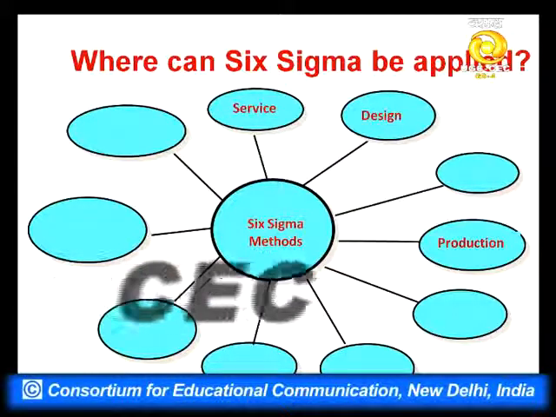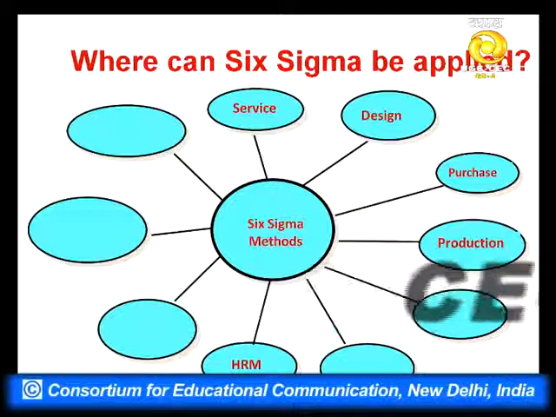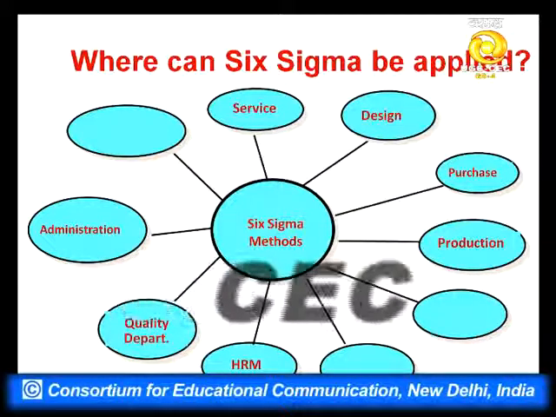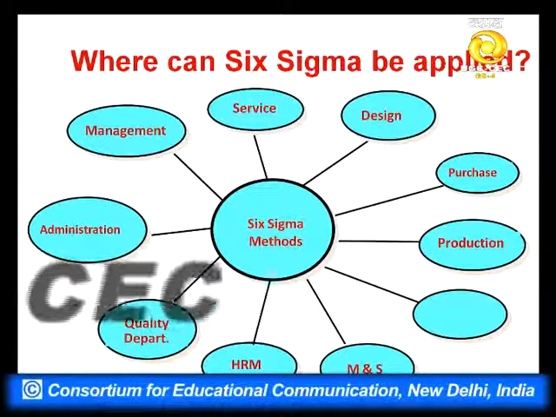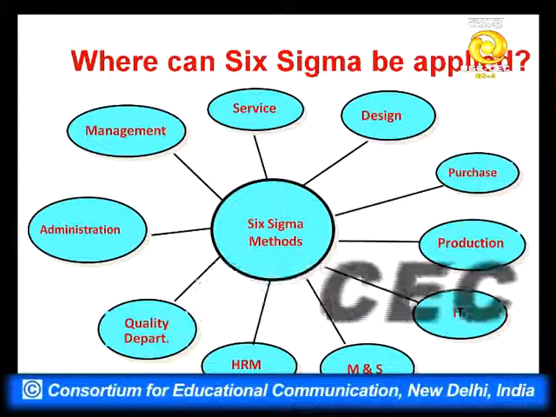In service industry also Six Sigma methods are used. Purchase also uses Six Sigma methods. HRM, human resource management, also uses Six Sigma philosophy. Administration also uses Six Sigma models. Quality department, of course, is the best user of Six Sigma philosophy. Management, top management also uses Six Sigma methods. M&S also uses Six Sigma methods. IT also uses Six Sigma methods. All the functional areas in the organization make use of Six Sigma methods.